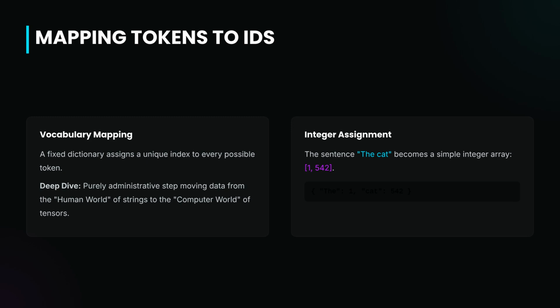Next, we map tokens to IDs. A fixed dictionary assigns a unique index to every possible token. This is an administrative step, moving data from the human world of strings to the computer world of tensors. For example, the sentence "the cat" becomes a simple integer array, 1, 542.